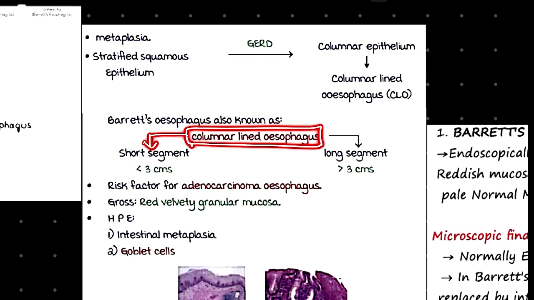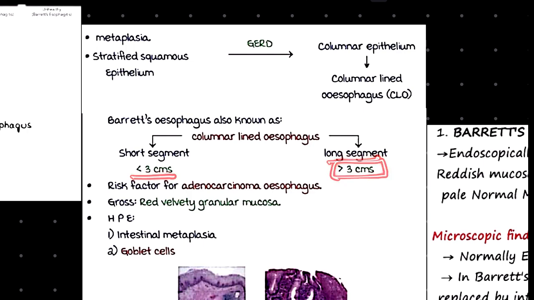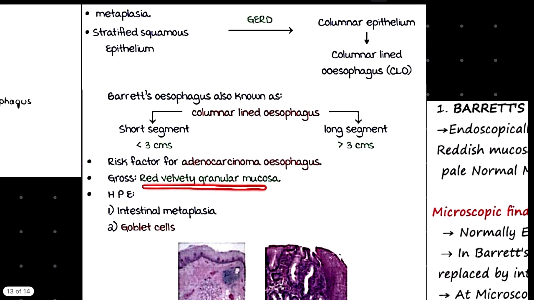It is of two types. One is short segment, which is less than 3 centimeters. The other is long segment, which is greater than 3 centimeters. The short segment one has a lower chance of developing into adenocarcinoma, but the long segment one has a high risk of developing into adenocarcinoma. Okay, as you can see right here, the risk factor, right, gross red velvety granular mucosa.